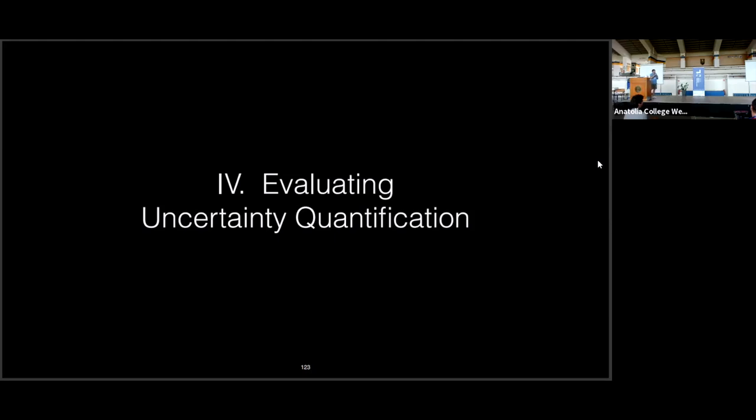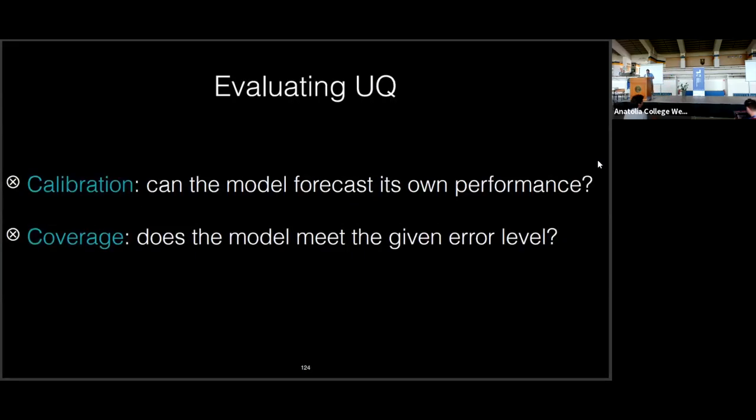Okay, I'll briefly now talk about evaluating uncertainty quantification. So now you've used one of these techniques, you've applied it to this data set that you care about. How do you know that it worked? There are two very often used techniques for evaluating uncertainty quantification. One is called calibration. That is, can the model forecast its own performance? And one is called coverage. Does the model meet the given error level?